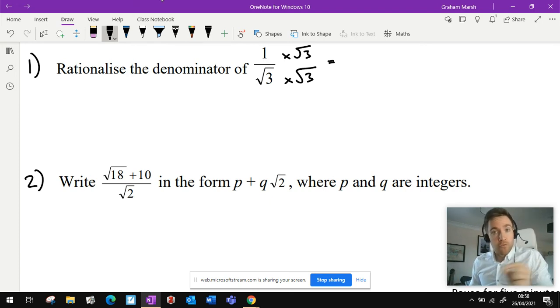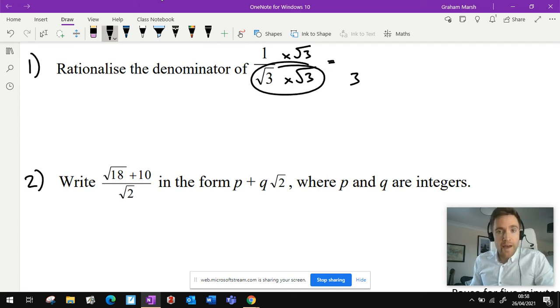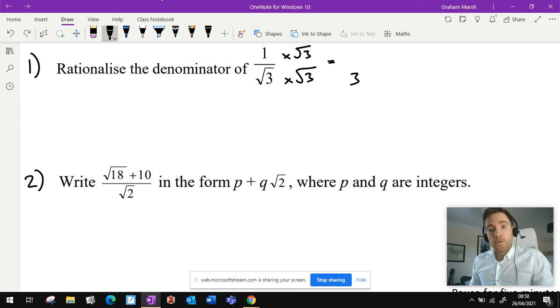If you multiply root 3 by root 3, you get 3, because you are squaring a square root, so it undoes the square root. On the top, 1 times root 3 is just root 3, so you have this. You can have a surd on the top of a fraction, just not on the bottom. So that's that question complete. Very similar method in the second one here. Just write this out here.